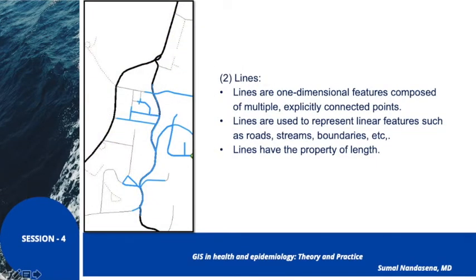Lines. Lines are one-dimensional features composed of multiple explicitly connected points. Lines are used to represent linear features such as roads, streams, and boundaries. Lines have the property of length.